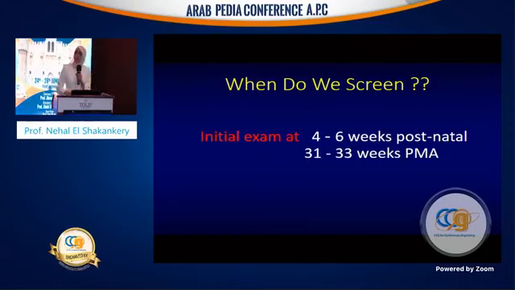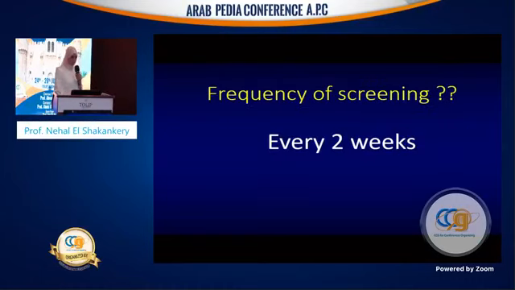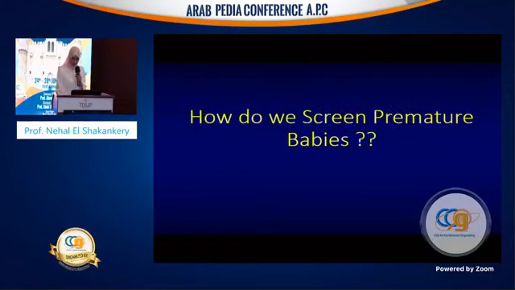When do we screen? The initial exam should not be immediately after birth. No, it is at the time of developing retinopathy of prematurity, and this is 4 to 6 weeks postnatal or 31 to 33 weeks postmenstrual age. The frequency, is it just one? No, it should be every 2 weeks.